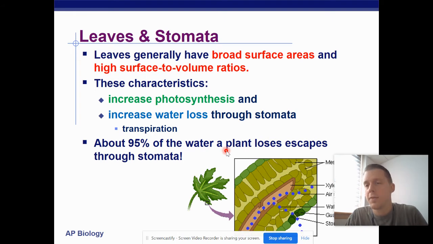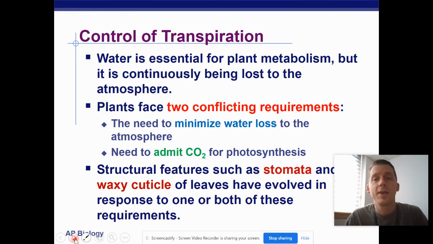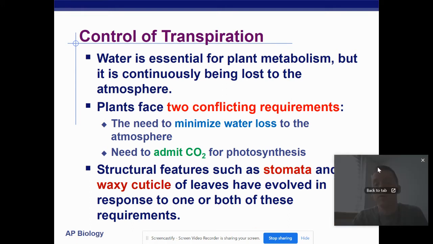Now, that's not the only function of the stomata. Not only does water escape, but this is also how carbon dioxide gets into a plant. So it's a two-way door. Water's leaving, CO2 is entering, and that will be important to remember. Water is essential for plant metabolism, but it's always being lost. And so there's these two conflicting requirements from a plant.